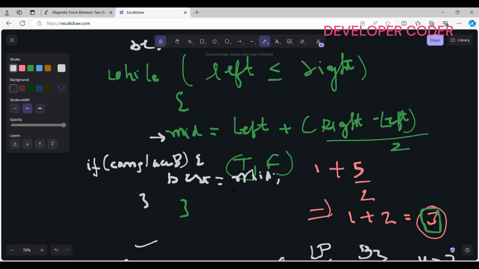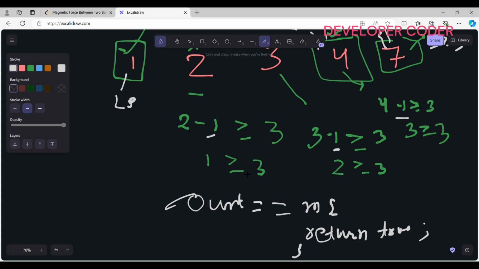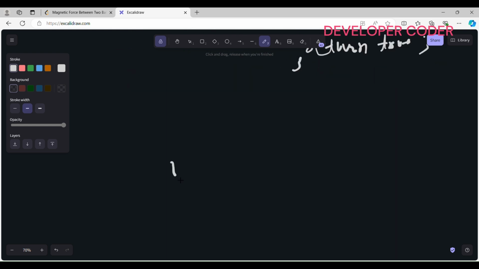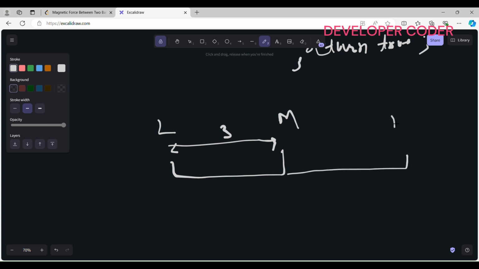Then after that I have to update my left as mid plus 1. I can place the balls at this mid distance. Let's say this distance is 3. So this is my left, this is my mid, and this is my right. So this is the best answer that I have got till now, right?